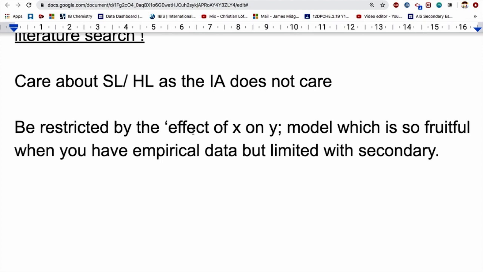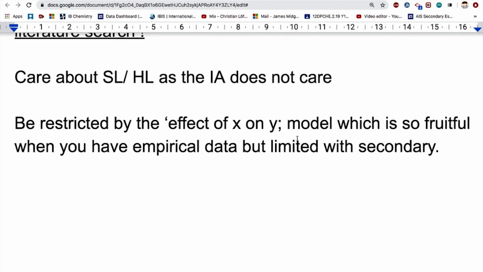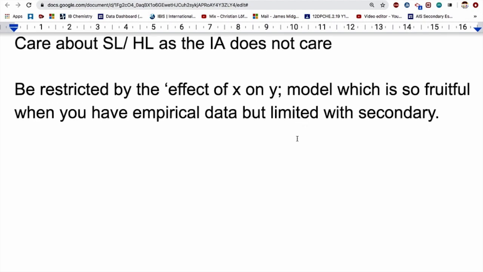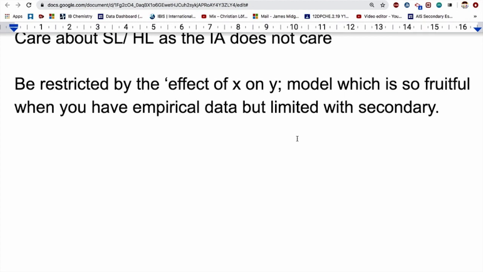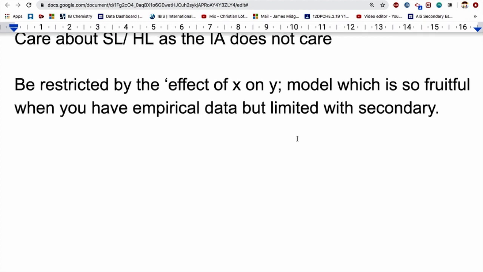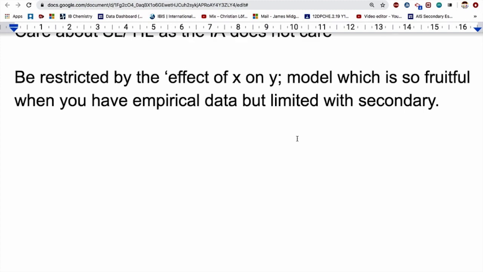Do not be restricted by the effect of X on Y model. It was great when we had a laboratory and burettes and pipettes and colorimeters. We might have a colorimeter, but we'll come to that. But you know, we are pretty limited with secondary data. So you can expand that research question. You can look at many different factors which influence the results.